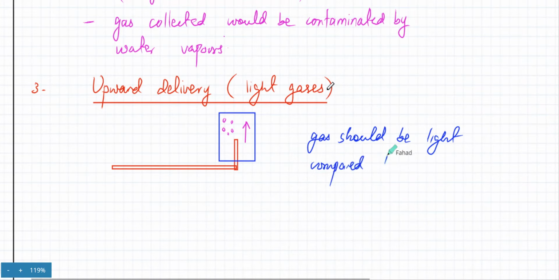Air is 29; its average Mr is 29. So it's a very suitable way of collecting, let's say, hydrogen gas. Hydrogen gas is very light. Helium gas, balloons are filled with it and they go upwards. So it's a very suitable way of collecting gases. The only problem with this is that you can't really measure the volume of gas.